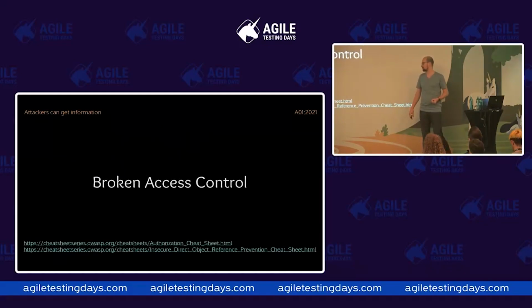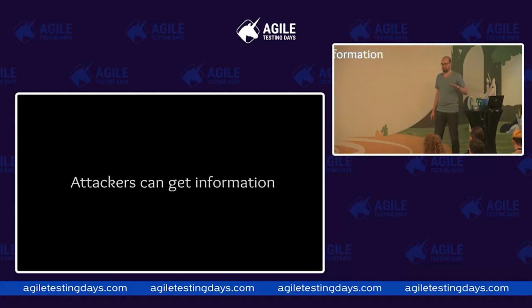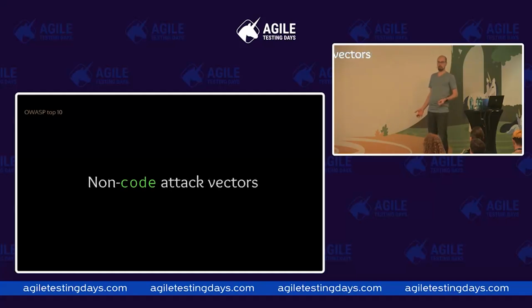That's broken access control. Two cheat sheets here, the authorization cheat sheet. I like the other one, the insecure direct object reference prevention cheat sheet. That is a fancy term for change the URL and see if something's there. That's what we're talking about, attackers getting information. Then, non-code attack vectors.